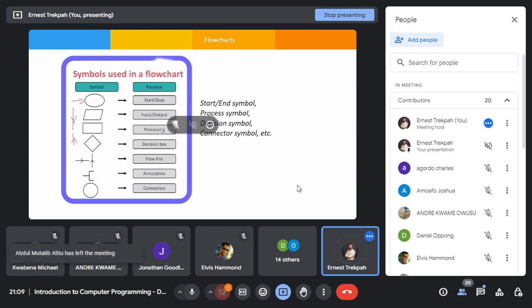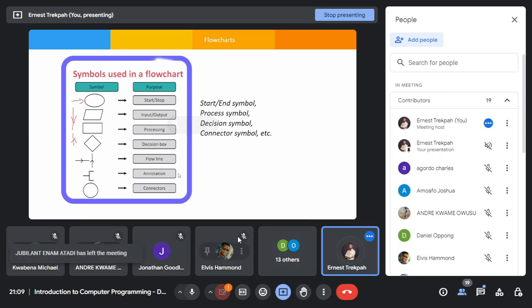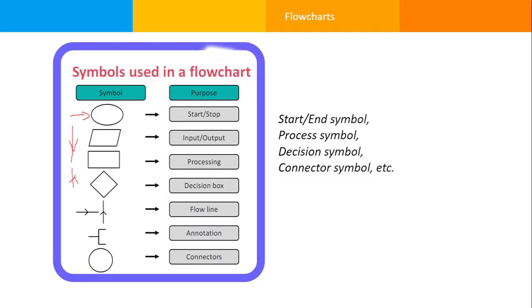Okay, so let's continue. Let me go to full screen mode. Come back here. Okay, so like I was saying, this annotation is used to connect two or more parts of these particular symbols. Basically, don't worry so much about them. We are going to see a practical example.